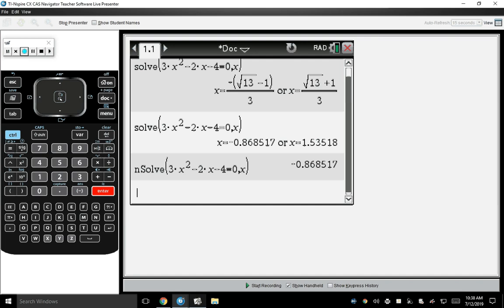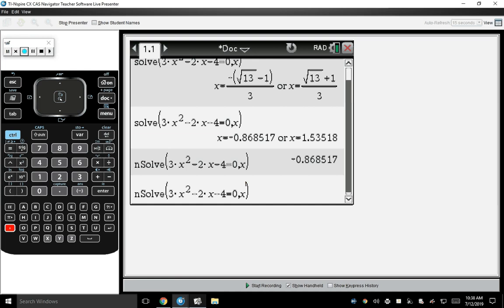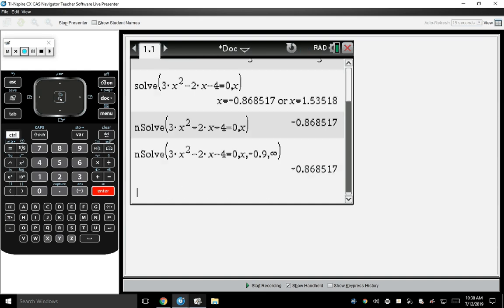Okay, so here we go. I could say, is there another answer, comma, after this one? You with me? So I could say like negative 0.9, all the way to, let's say, infinity. What is it that I did wrong? What would I have to do instead of negative 0.9?